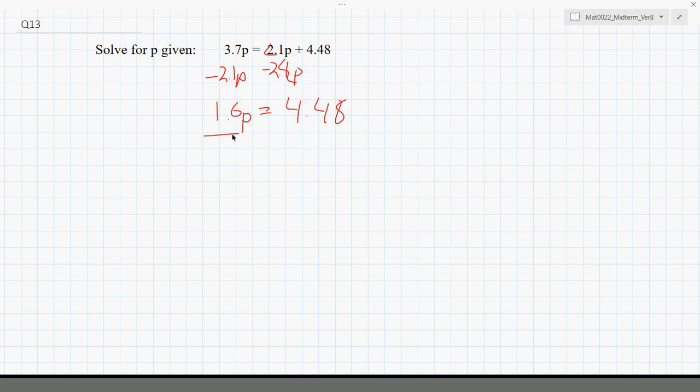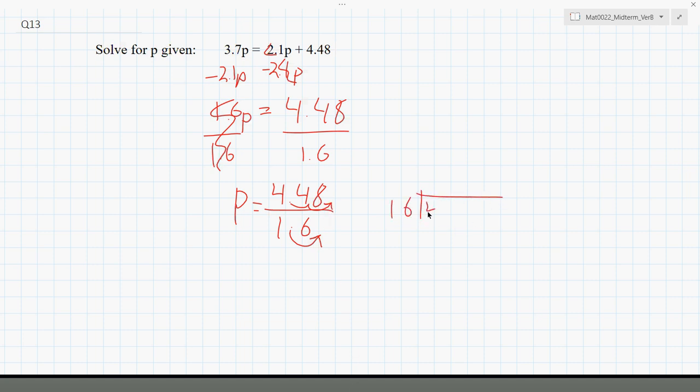4.48. At this point, we're going to have to do a division of 1.6 on both sides. 1.6 divided by 1.6 cancels out, and we'll have p equals 4.48 over 1.6. Now going back to our earlier thing, we're going to move our decimal places out, and then we're going to do long division. So we've got 16 and we've got 448.